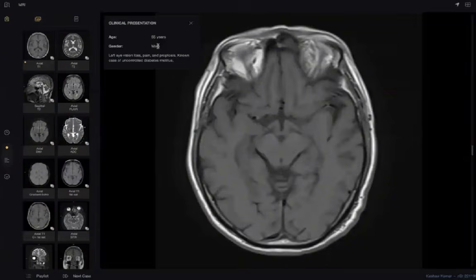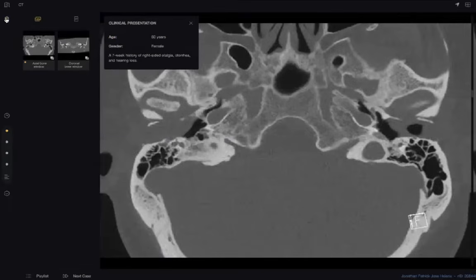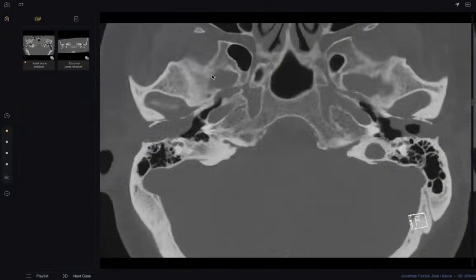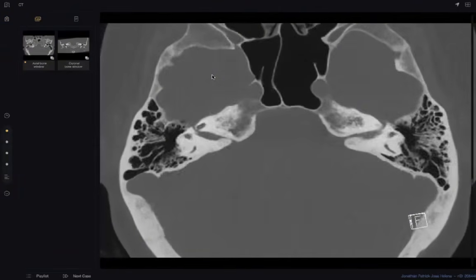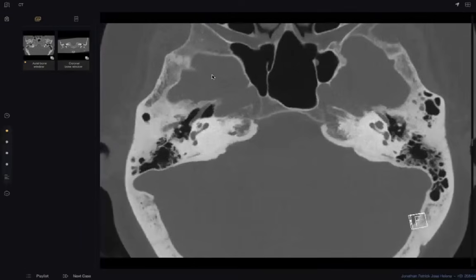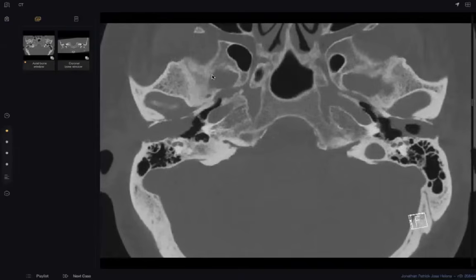Candidate 6, this is a 65-year-old male patient presented with left eye vision loss, pain, proptosis. Sorry, I think this is the wrong case. This is a 6-year-old female patient presented with a 7-week history of right-sided otalgia and hearing loss. Okay, this is axial CT brain, or maybe petrous bone window. I will just scroll through the whole scan before giving my comment.